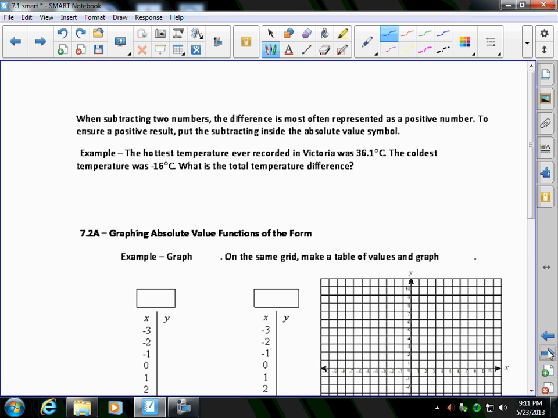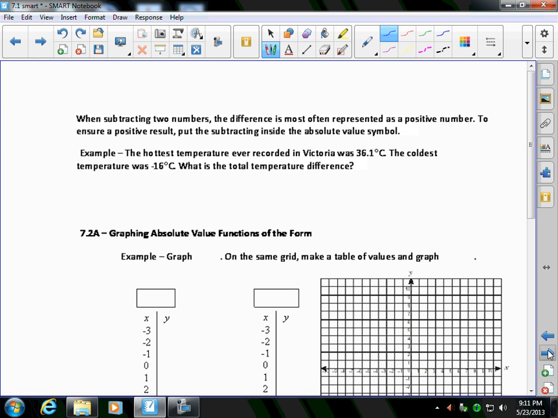So when subtracting two numbers, the difference is most often represented as a positive number. To ensure a positive result, put the subtracting inside the absolute value symbol. So what this is saying is sometimes when you're subtracting, you have two negative values. Then you need to think of them as being the same value, but put them in an absolute value sign so that you can find out what they equal. This works best when you're dealing with temperatures.